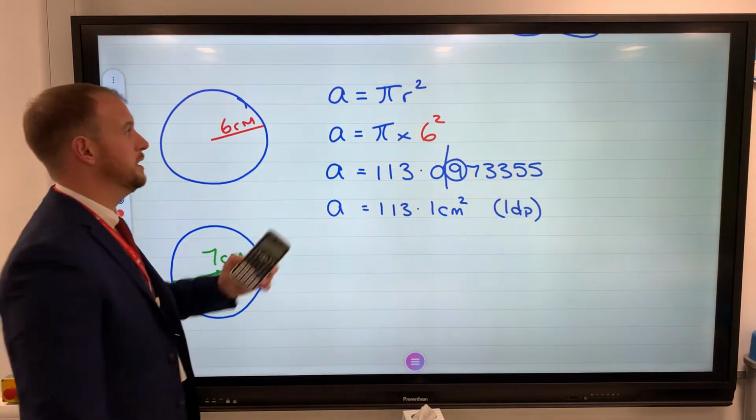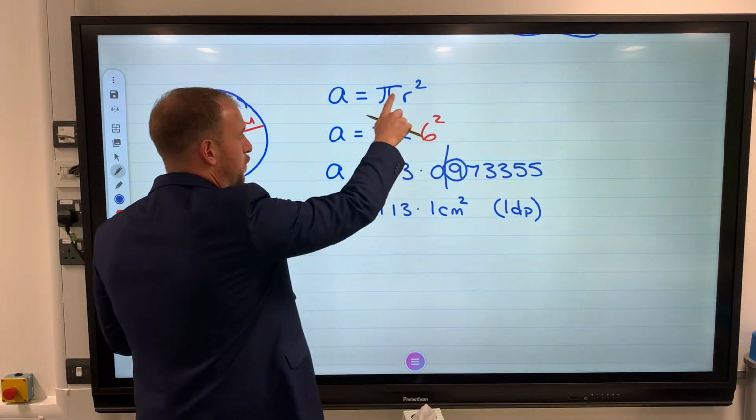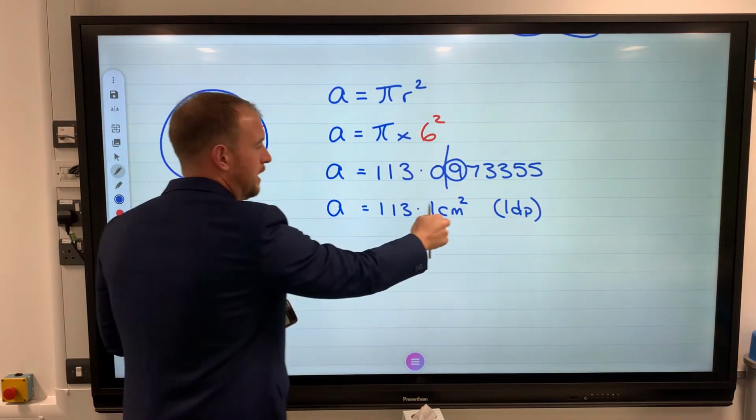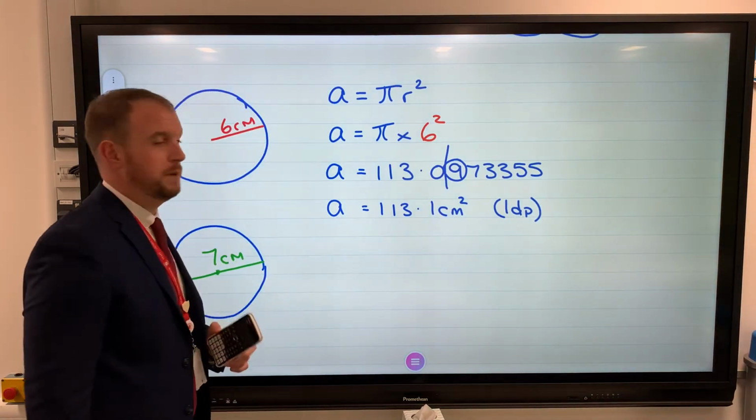So it's a radius. Pi times r squared is our formula. Substitution. Answer. Don't forget your rounding. And then your units of measurement will always be centimetres squared.